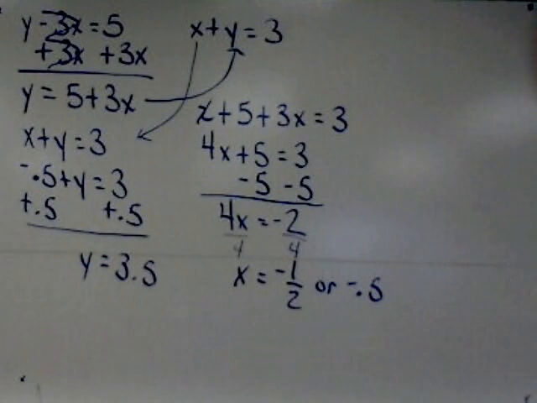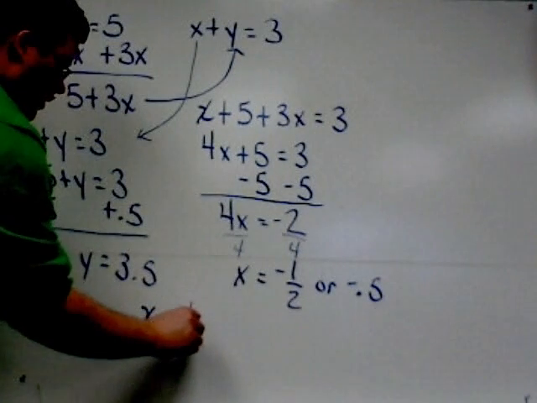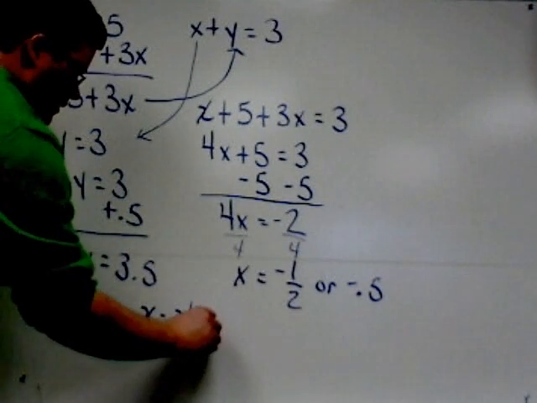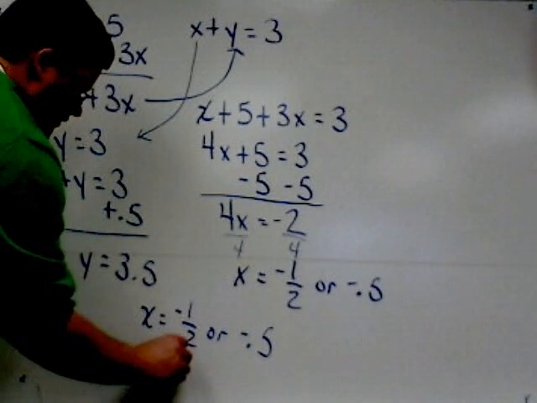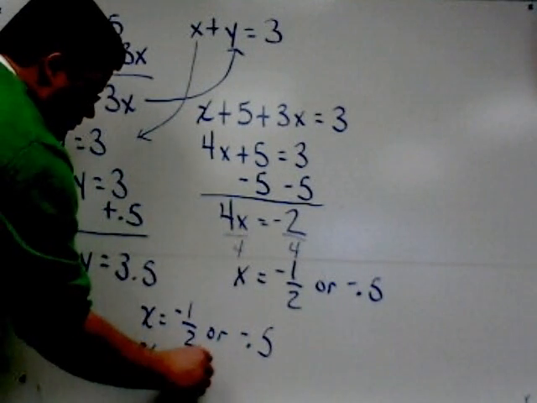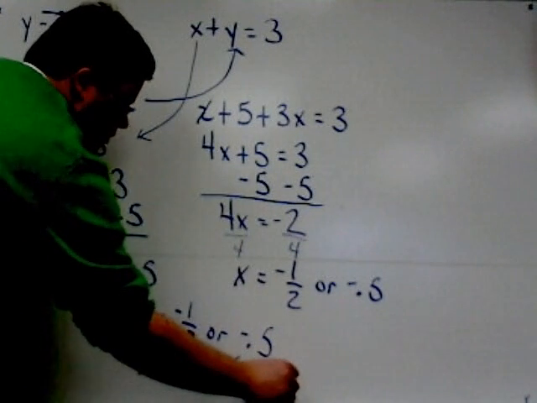So I now have my final answer, x equals negative 1/2, or negative 0.5, and y equals 3.5, which we could write as the coordinate pair negative 0.5, 3.5.